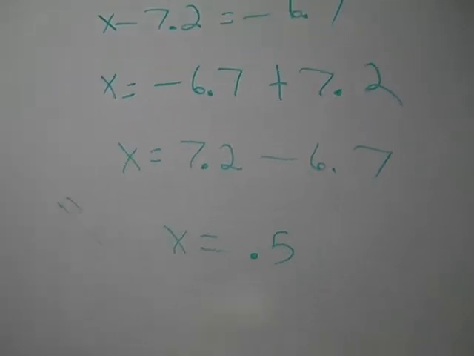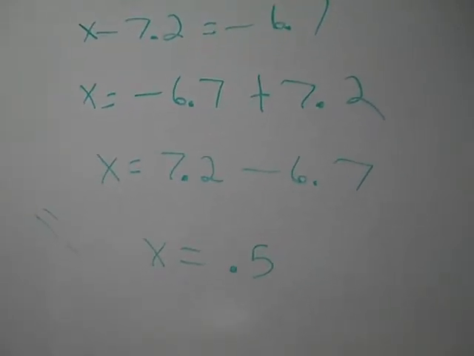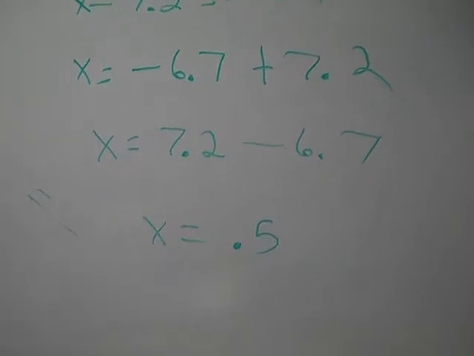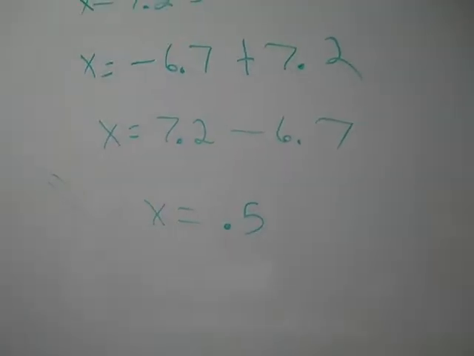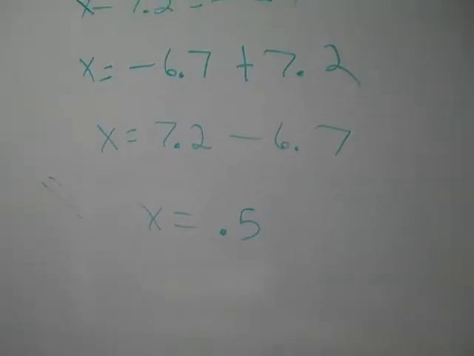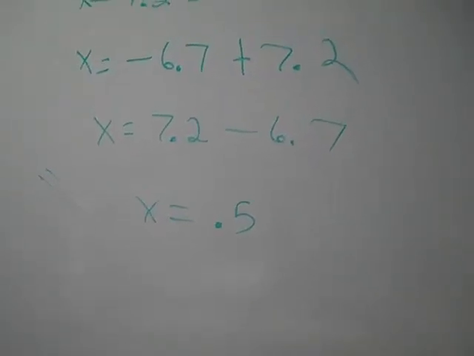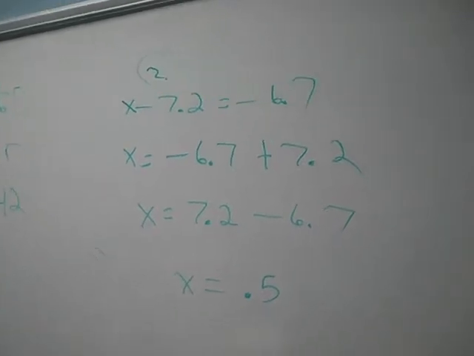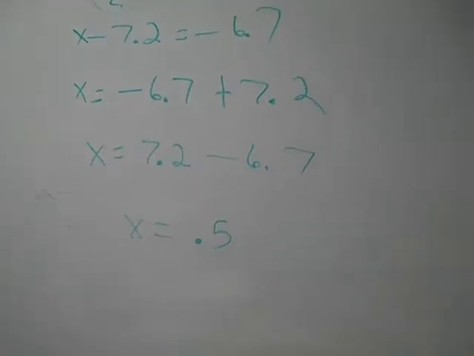But that's just the same thing as saying 7.2 minus 6.7, and that's 0.5. You could either write x equals 0.5, which is what I have here, or you could write 0.5 equals x. It's the same thing. They're one and the same. So there's this thing.